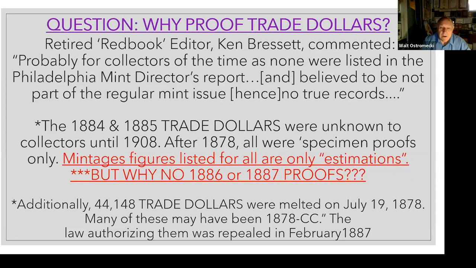But who knows? And why no 1886 or 1887? They certainly could exist. And if we didn't find the first two until 1908, there might be something out there for you and me as collectors in the hunt to find those proofs. They just might be out there. But watch out for counterfeits, and we'll get into that later on. An additional note at the end of the title here: about 44,000 trade dollars were melted on July 19th, 1878. Many of these are thought to have been the 78 CCs, which are extremely difficult to find. The law authorizing them, of course, was repealed, as I'll mention again, in 1887.